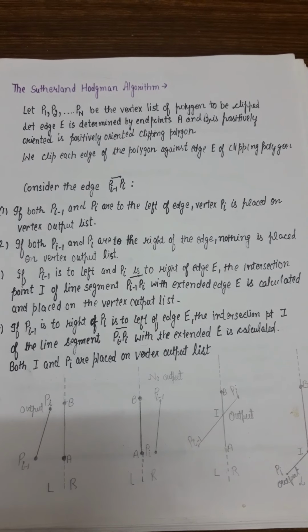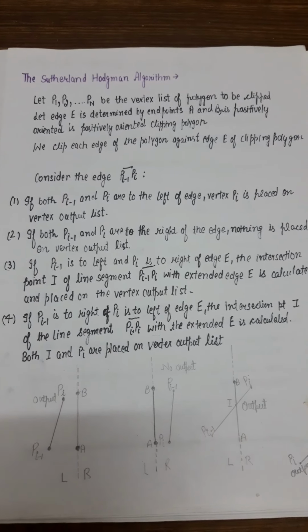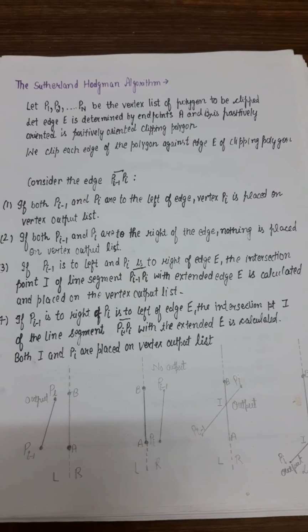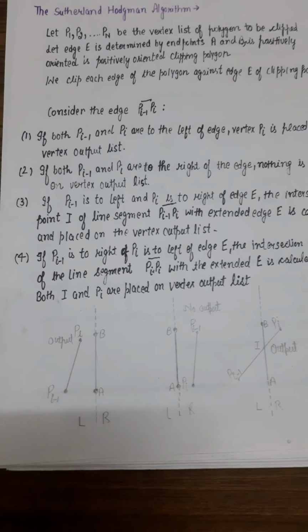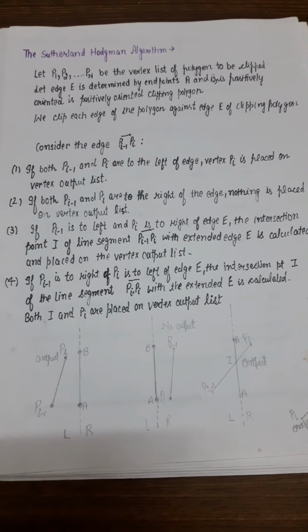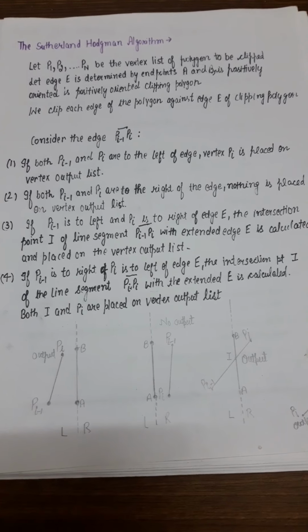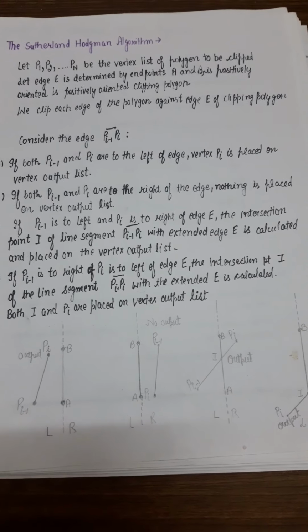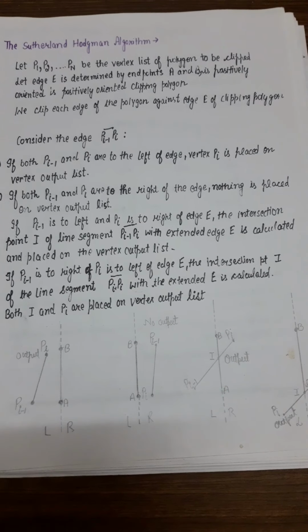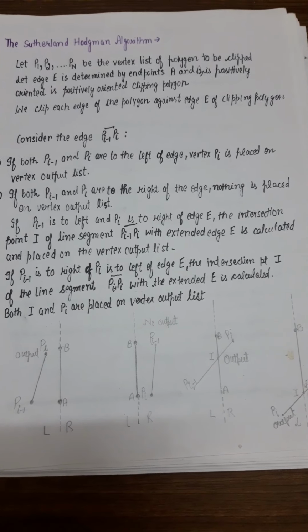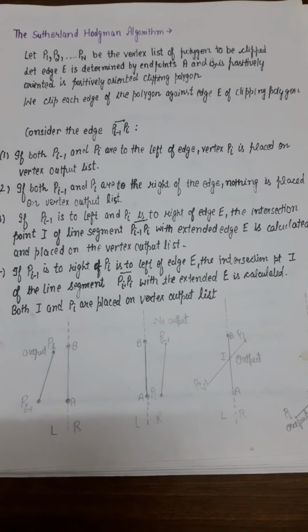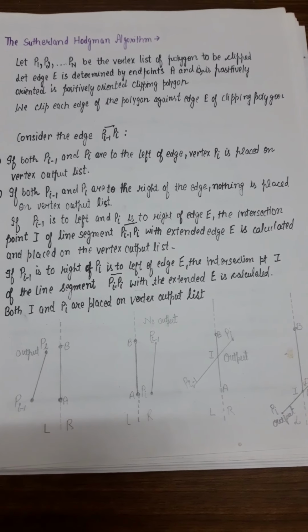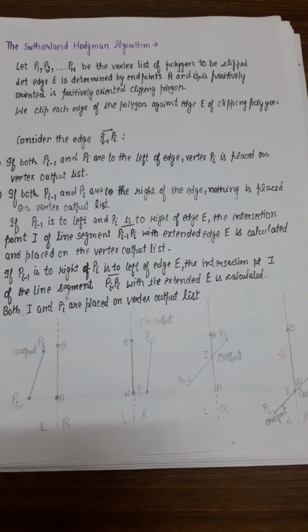Consider the edge Pi minus 1 and Pi. First rule: if both Pi minus 1 and Pi are to the left of the edge, as you can see in the first figure, then vertex Pi is placed on the vertex output list. In this case, the output will be Pi. Second: if both Pi minus 1 and Pi are to the right of the edge, in that case there will be no output because Pi and Pi minus 1 are both outside the clipping window, right?